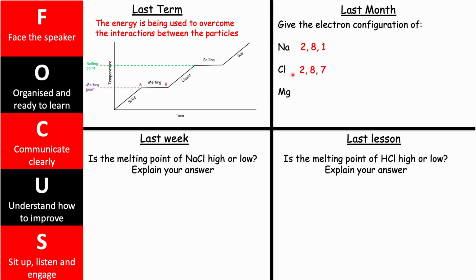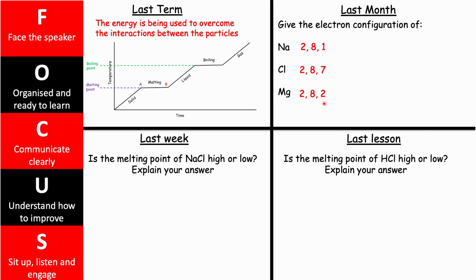Magnesium has 12 electrons, so 2 can fit in the first shell, 8 in the second shell, and 2 in the final shell. And as you'll check in the exam, we know sodium's group 1, there's 1 electron in the outer shell. Chlorine's group 7, there are 7 electrons in the outer shell. And magnesium's group 2, there are 2 electrons in the outer shell.